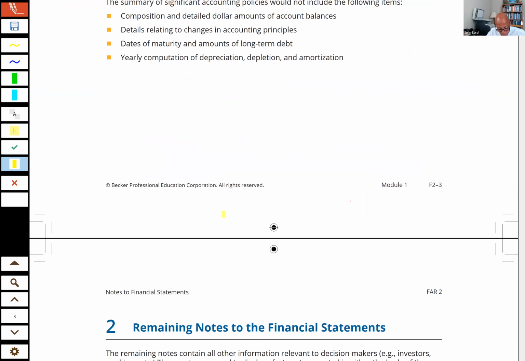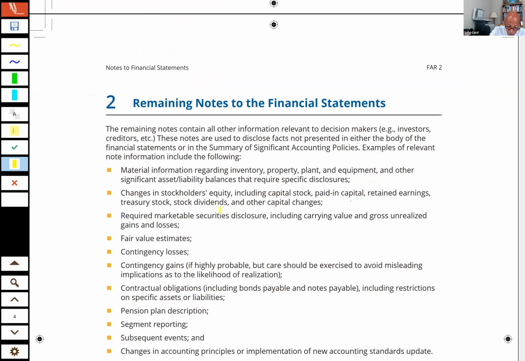Now, as we know, there are a bunch of other footnotes in the financial statements. For example, fair value estimates, estimate of loss contingencies, these sorts of things. The point here is these are good examples of footnote disclosure, but they are not the summary of significant accounting policy. So what the examiners will do, they'll ask what will be included in the summary of significant accounting policy footnote disclosure? They'll give you items that are appropriate footnote disclosure, but they're not in that summary of significant accounting policy. Okay, so that's the main thing you need to remember there.